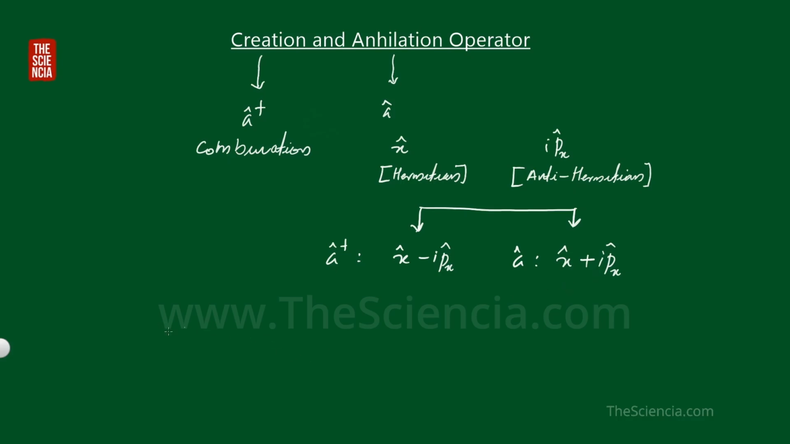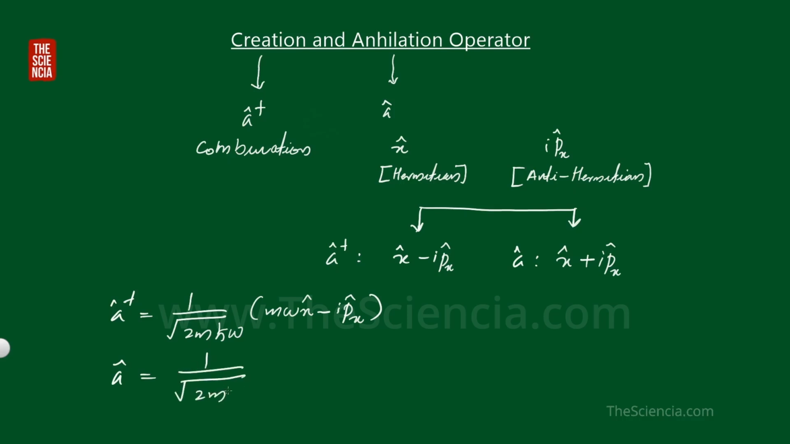The exact expression is: a dagger, the creation operator, is equal to 1 by root 2m h cross omega into m omega x cap minus i p x cap. The annihilation operator is equal to 1 by root 2m h cross omega into m omega x cap plus i p x cap.